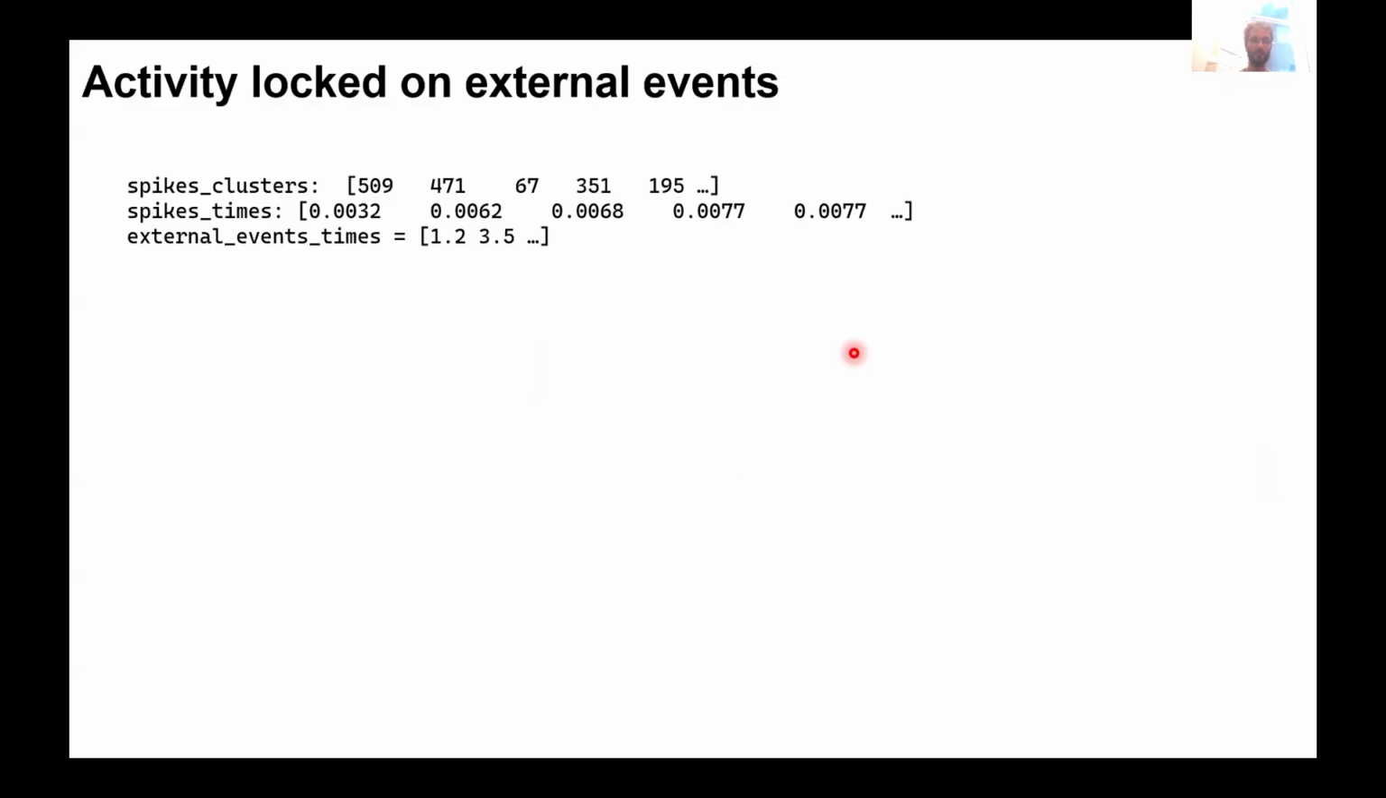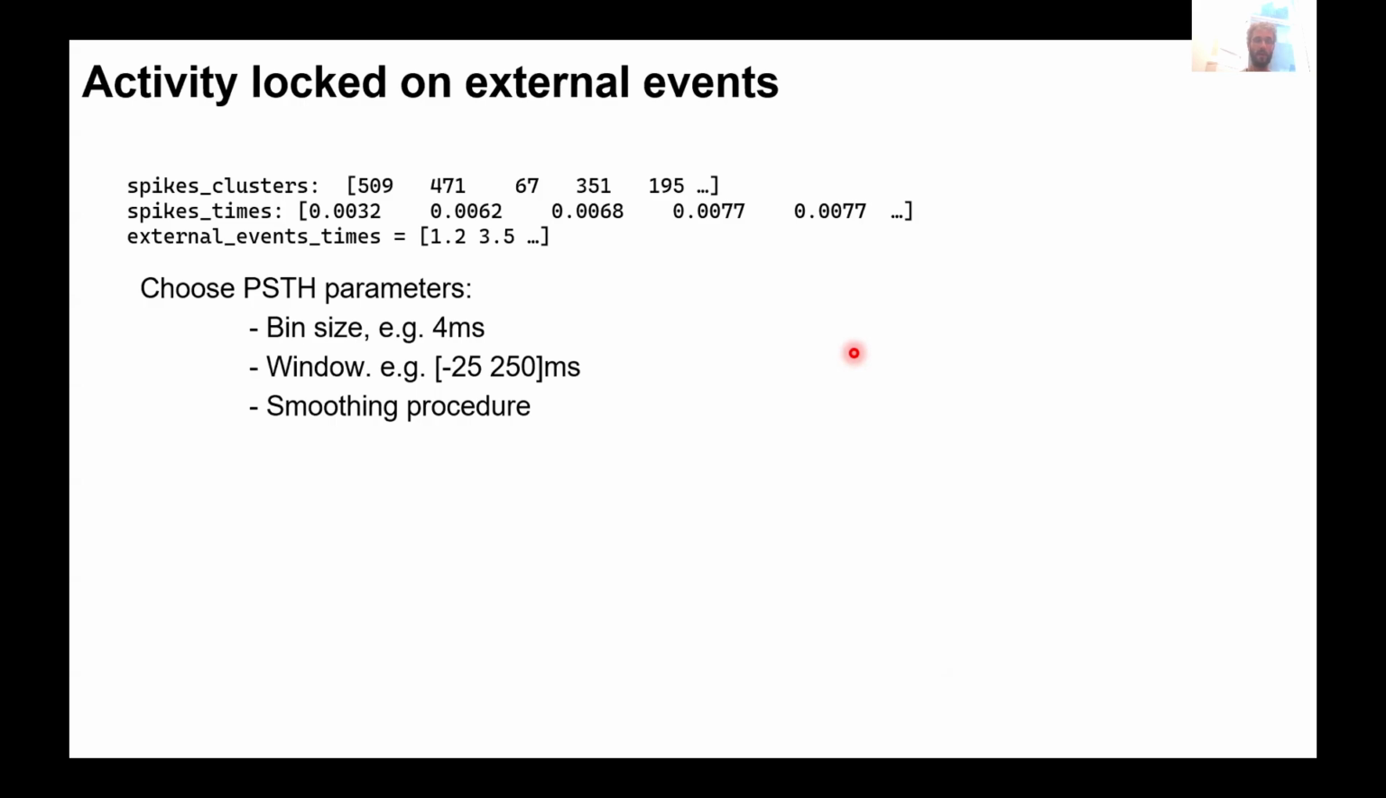So this is what you start with. Again, the spike clusters, spike times, and external event times. And if you want to build your peristimulus time histogram, which is the very classic thing we build when we look at stimulus responses, you may want to wonder about a few parameters.